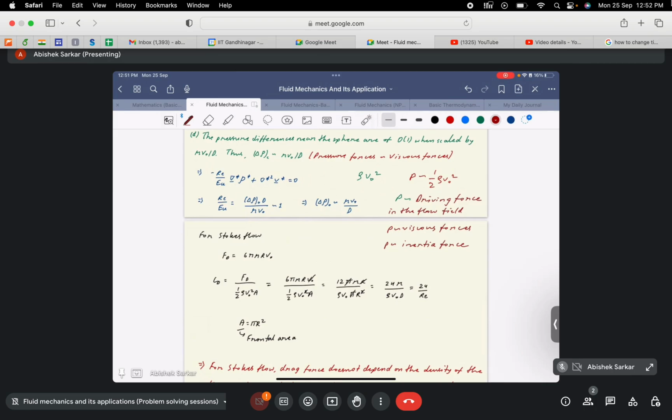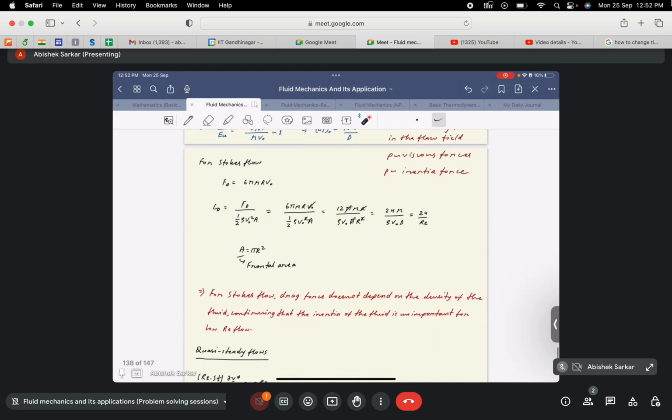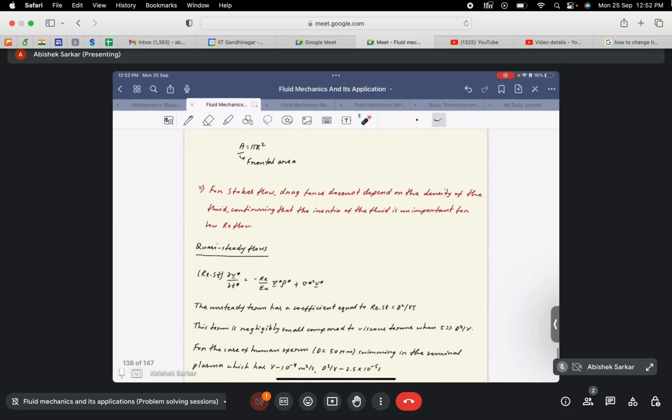It's only because of that that we have not considered this term to go to 0. Because if we would have scaled this as inertia forces, then this term would also have gone to 0. So that's why this is very important. That's what I wanted to convey. So that's fine.